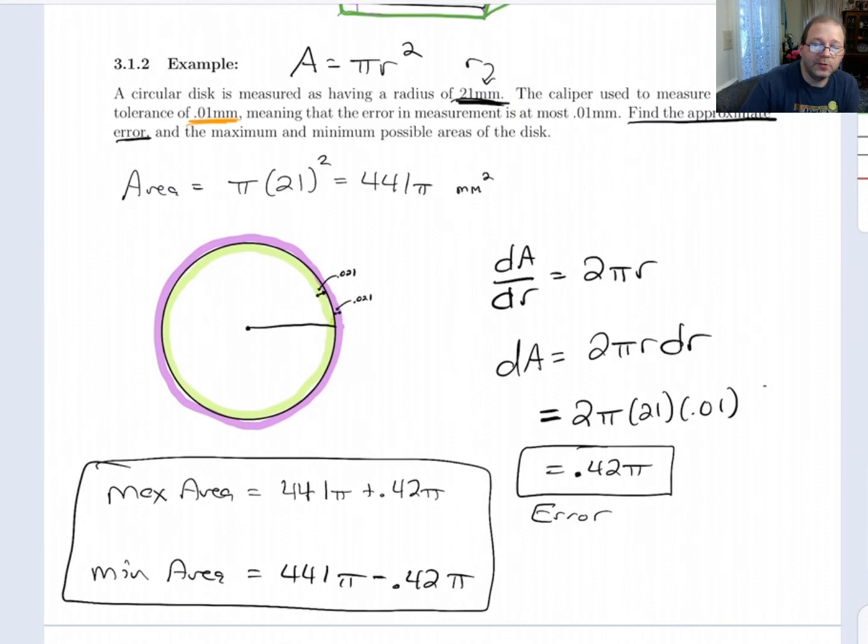All right, that's the last example. So that's the end of the section.